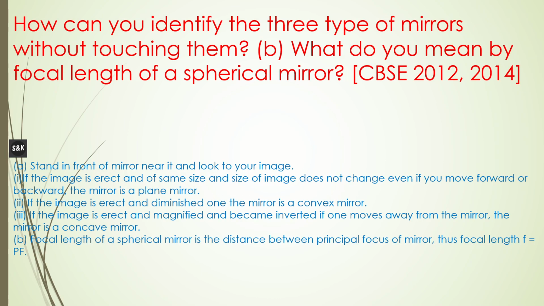How can you identify the three types of mirror without touching them? What do you mean by focal length of a spherical mirror? Okay, so A. Stand in front of a mirror, near it, and look at your image. If the image is erect and of the same size as you, and the image does not change even if you move forward or backward, the mirror is a plane mirror. Next case, if the image is erect and diminished, the mirror is a convex mirror. If the image is erect, magnified, and becomes inverted if one moves away from the mirror, it is a concave mirror.